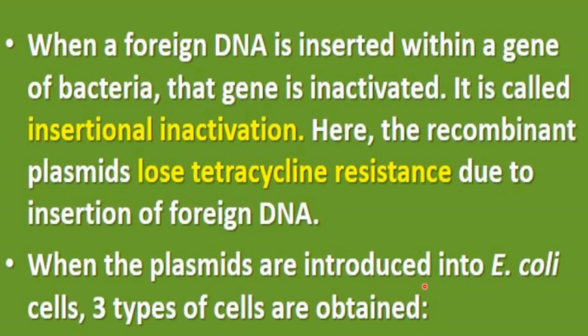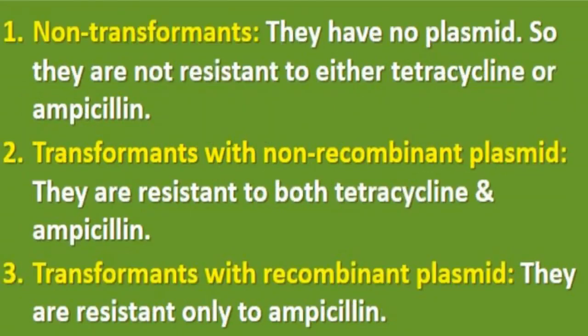When the plasmids are introduced into E. coli cells, three types of cells are obtained: non-transformants, transformants with a non-recombinant plasmid, and transformants with a recombinant plasmid. These three types of cells we will obtain. Non-transformants are the cells which have no plasmid, meaning no plasmid has been introduced in those cells. So those cells are non-transformants.